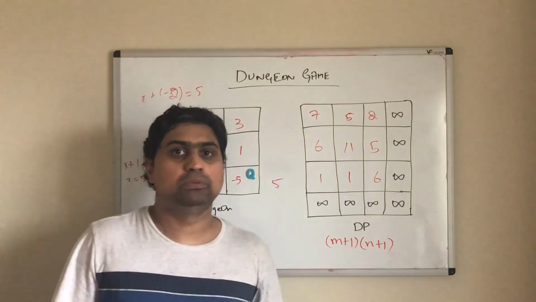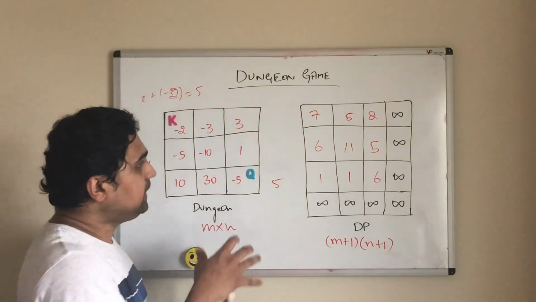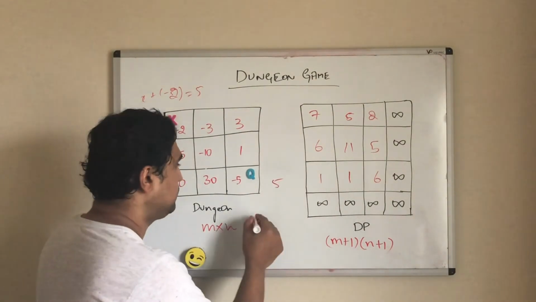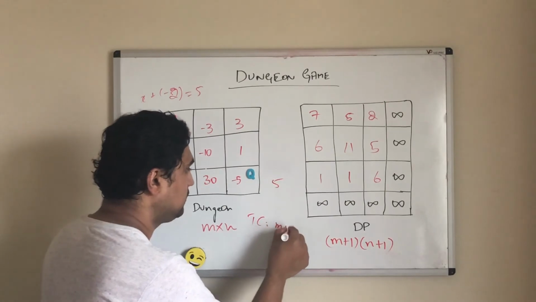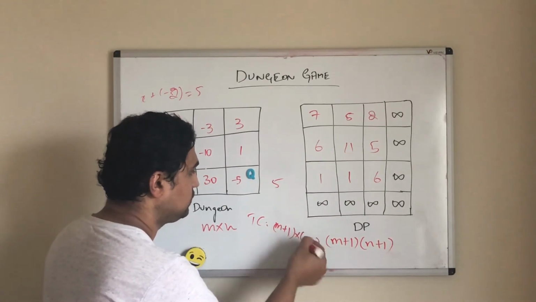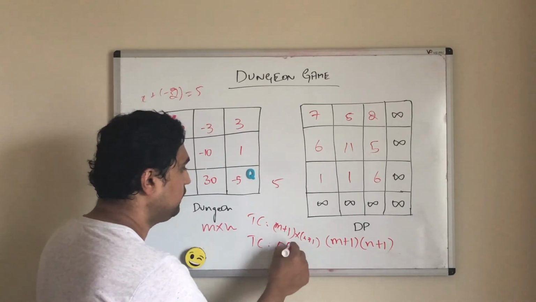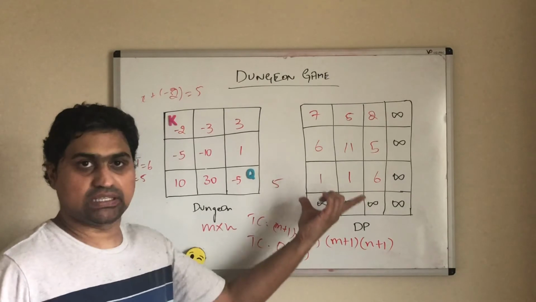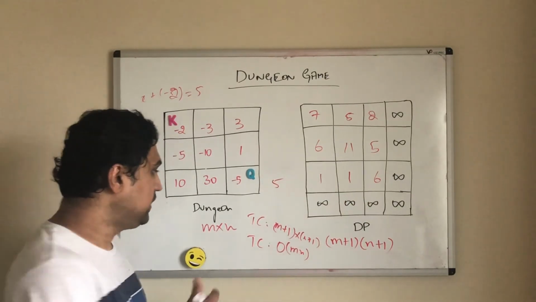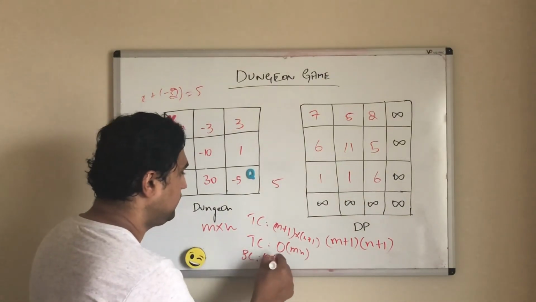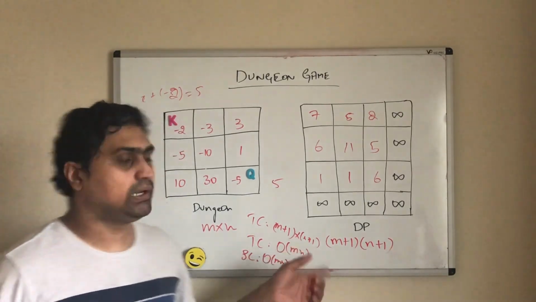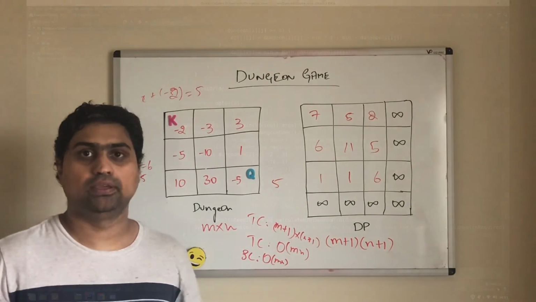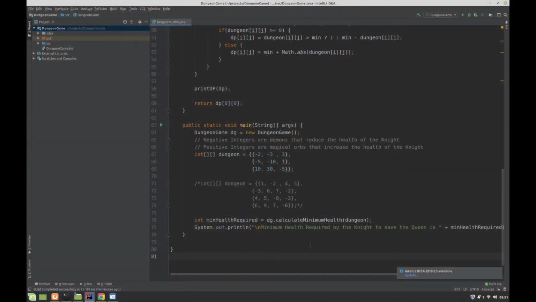Okay, now let's look at the time and the space complexities. The time complexity is equal to the size of this table. So it is m plus 1 into n plus 1. So the time complexity is basically big O of m times n. Also the space complexity is the same as the size of this table, and it is also equal to big O of m times n. Now let's look at the code implementation, and it will be more clear as we see the code.